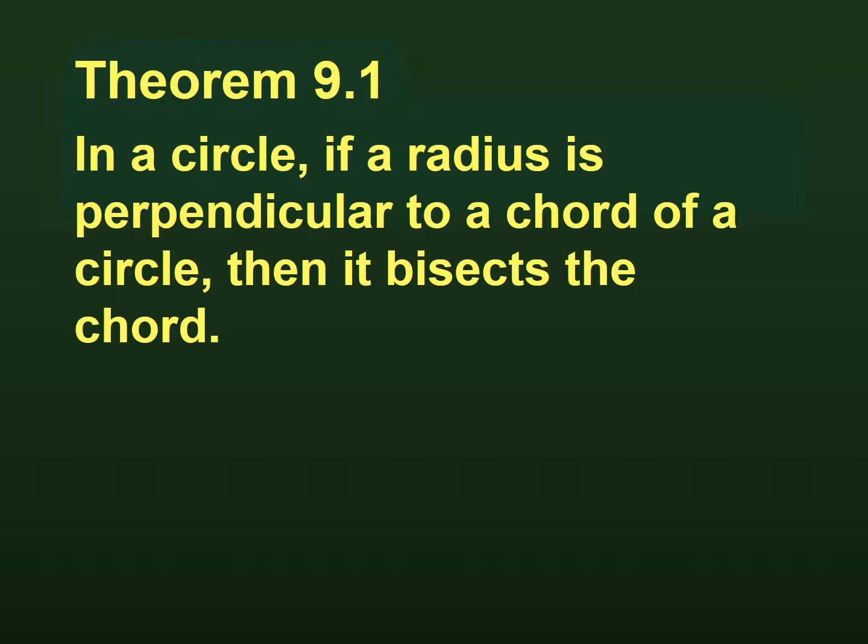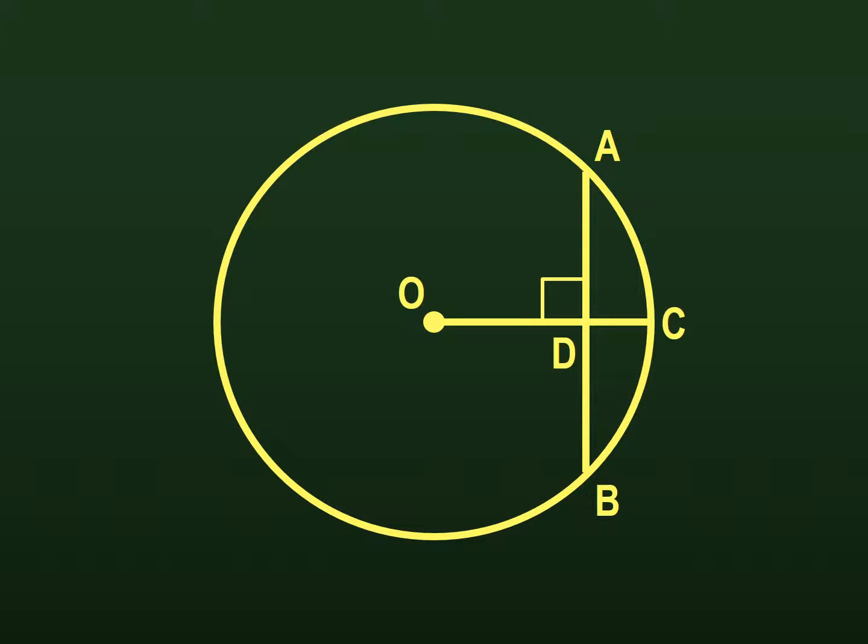Our next theorem says that in a circle, if a radius is perpendicular, which means that it's a 90-degree angle, to a chord of that circle, then it bisects that chord. Remember, bisects means it cuts it in half. So what that looks like is, here's our radius, right? And that radius is perpendicular. So the radius OC is perpendicular to the chord AB. It's perpendicular at point D, so it makes a 90-degree angle right here.